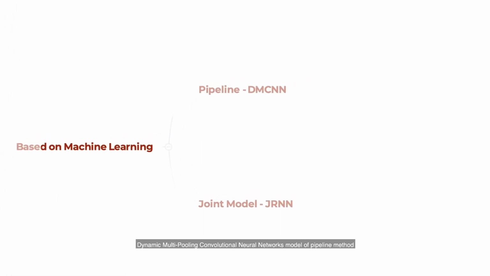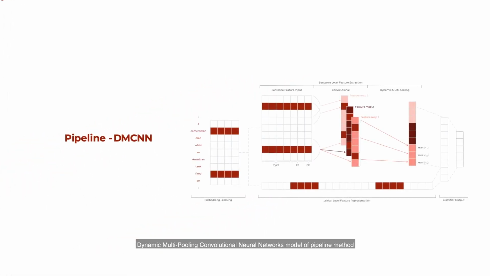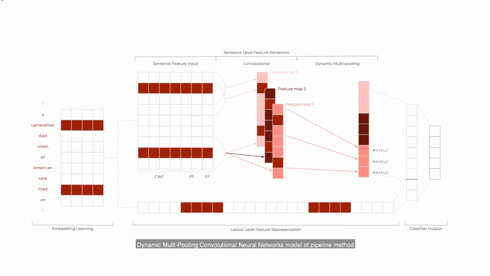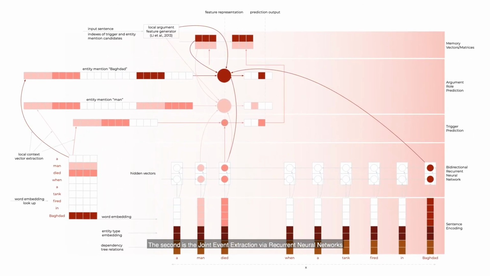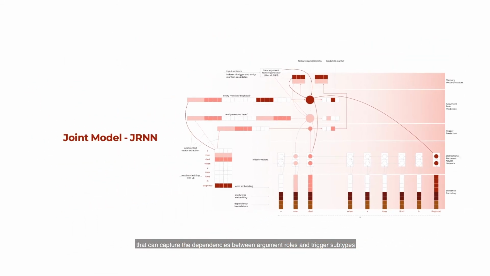The first one is the dynamic multipooling convolutional neural networks model of the pipeline method. The pipeline divides the extraction into tasks, and all tasks are executed in sequence. This model designs a dynamic multipooling layer that can retain the maximal value of each part of the sentence. The second is the joint event extraction via recurrent neural networks. The model does event extraction in a joint framework with bidirectional recurrent neural networks. They introduce the memory matrix that can capture the dependence between argument roles and trigger subtypes.